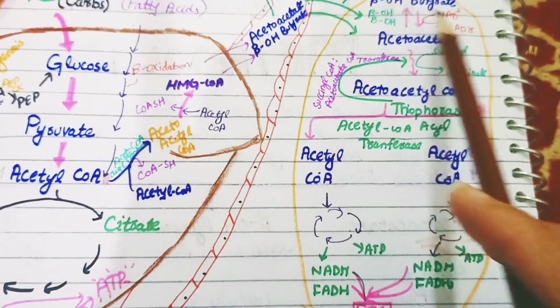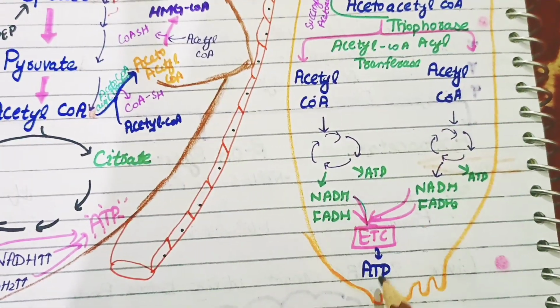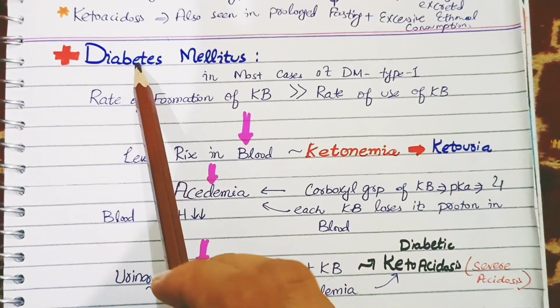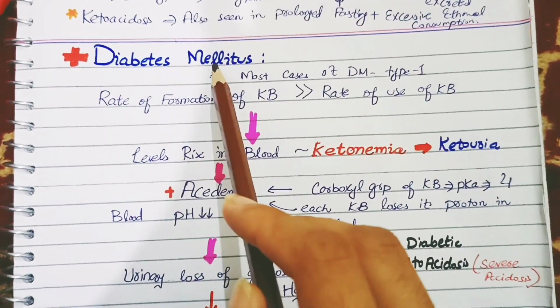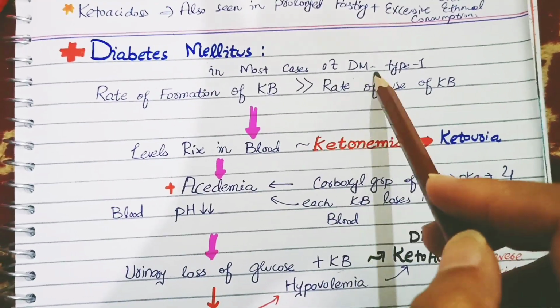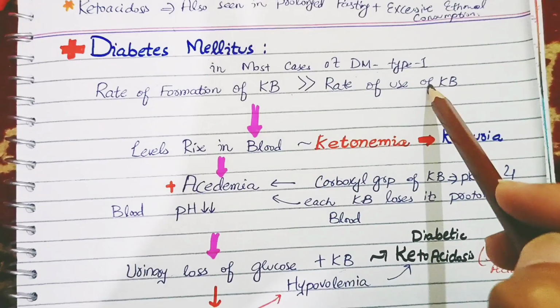And so this was all the process by which the ketone bodies are used as an alternate fuel of the cell by producing energy at the end. Now there is one clinical correlation that is related with ketone body formation, that is diabetes mellitus. In most cases of diabetes mellitus type 1, there is an increased rate of formation of ketone bodies and a reduced rate of use of the ketone bodies.